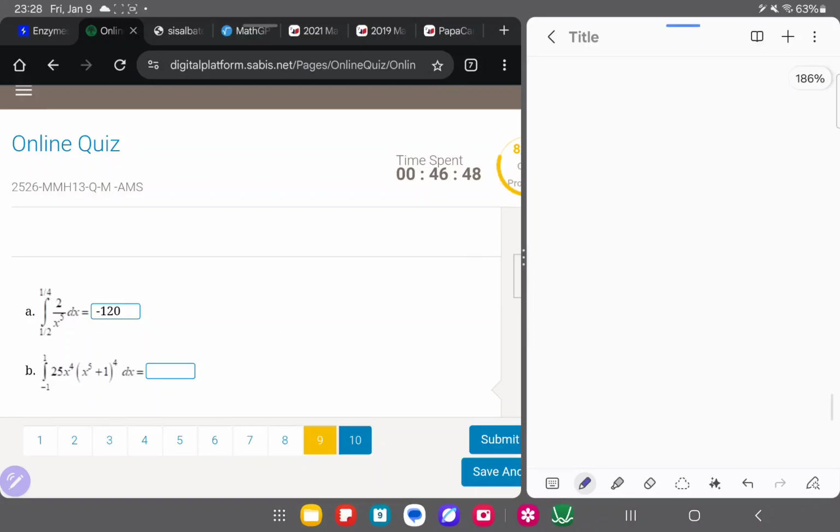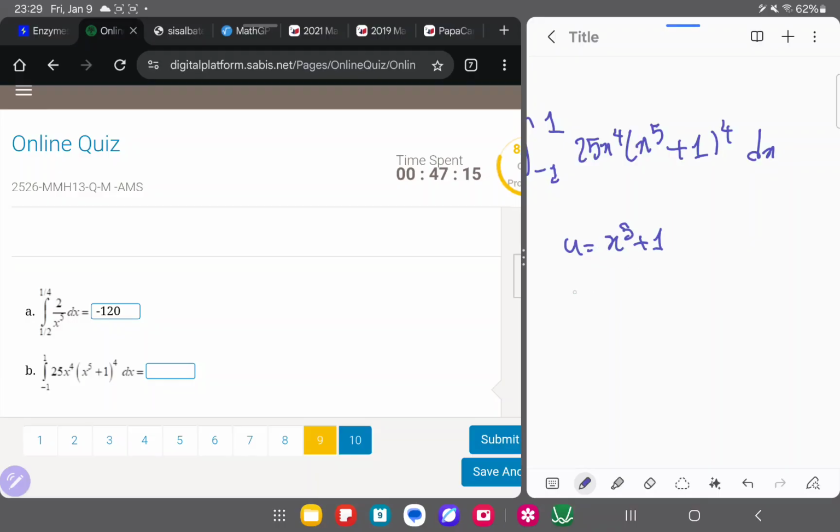Finally. Okay, now in part B, we have to do the U substitution method. So we have the integral from minus 1 to 1 of 25x to the power of 4 times (x to the power of 5 plus 1) to the power of 4. Obviously, we're not going to fully expand this, it would take far too long. Instead, we'll set x to the power of 5 plus 1 equal to u.